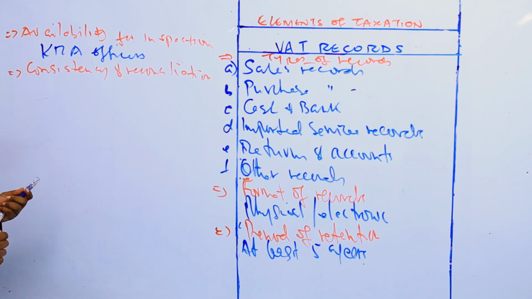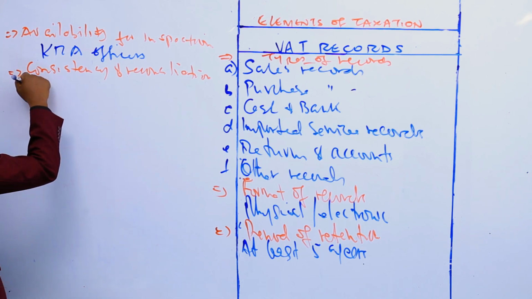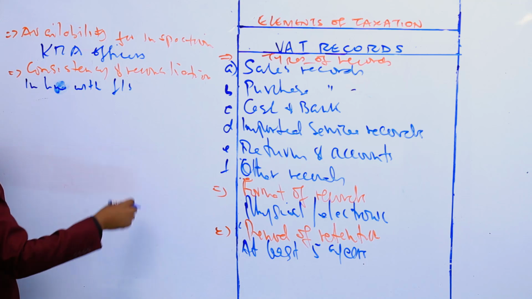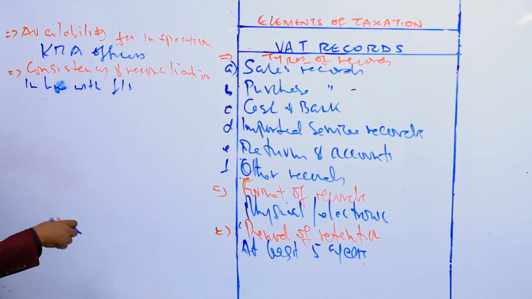Then we have another important point. We're talking about consistency and reconciliation. This consistency should be in line with financial statements, such that if the VAT records are not consistent with other records like financial statements, that can trigger additional assessments, audits, and investigation, and therefore it's important to have regular reconciliations. You regularly reconcile the income tax, the expense records, and also VAT to ensure alignment with financial statements.